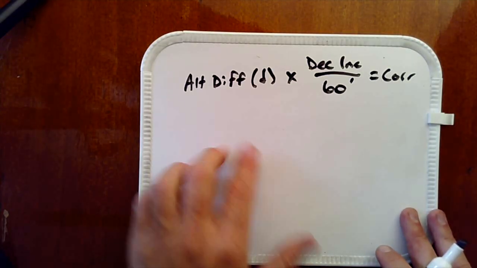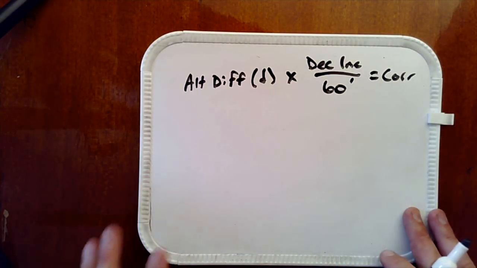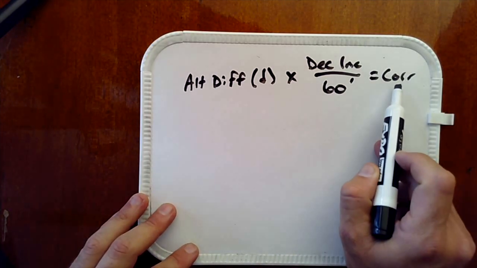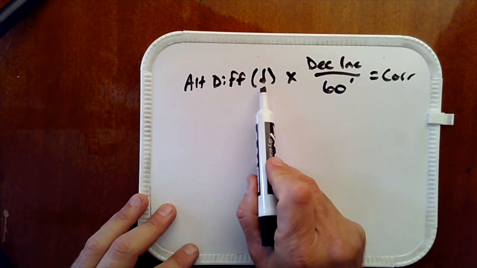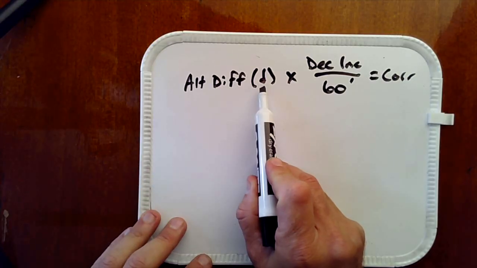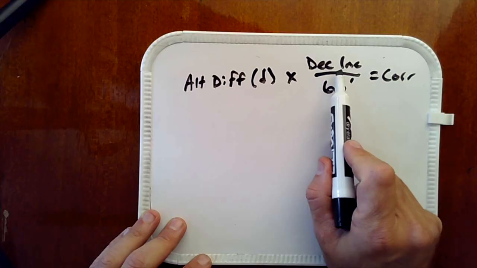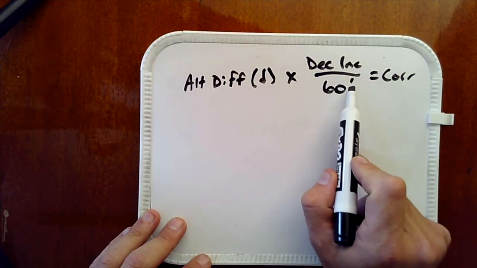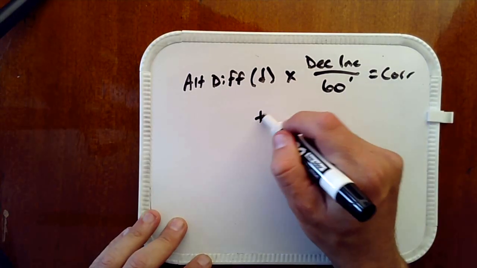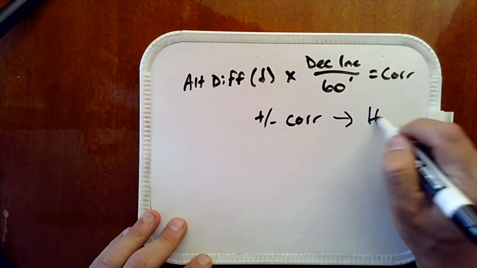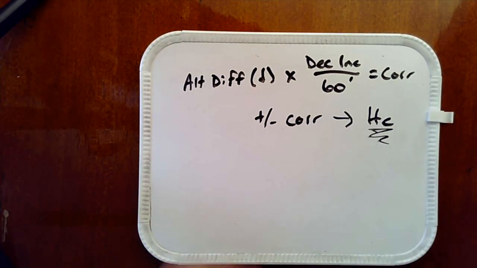Either way, whether you're using direct calculation or the interpolation tables, they're written the same way. The correction that you're going to apply is equal to the altitude difference, the little d number that we just pulled from the book, times the declination increment, whatever's left over from step 3, divided by 60 minutes. That's going to result in a plus or a minus correction, which is applied to the Hc value to help us dial in our sight ever so slightly.